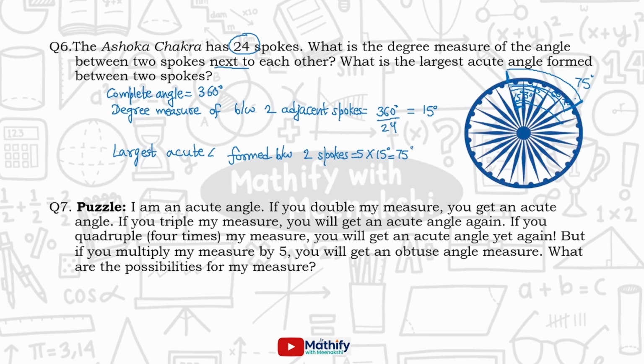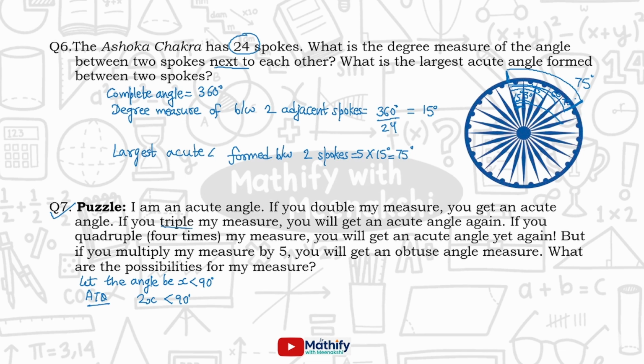Now let's move to last question. Question number 7. It's a puzzle. I'm an acute angle. And if you double my measure, you get an acute angle. Okay. So let's write that. We don't know the angle, so let the angle be x. So what is given to us? That if you will double this, that means 2x, then it's acute angle. That means still it's less than 90. Angle was also less than 90, but when you will double that, again it's less than 90.